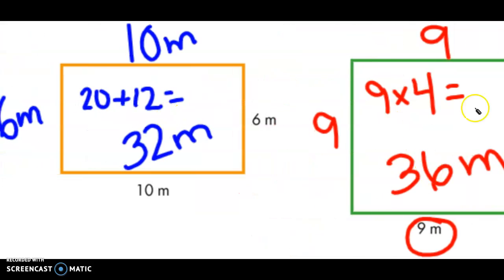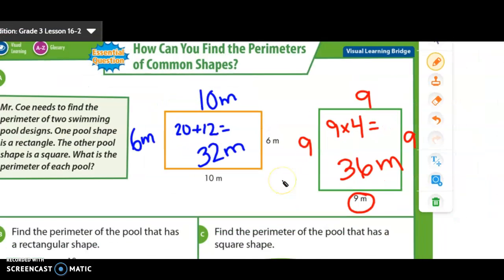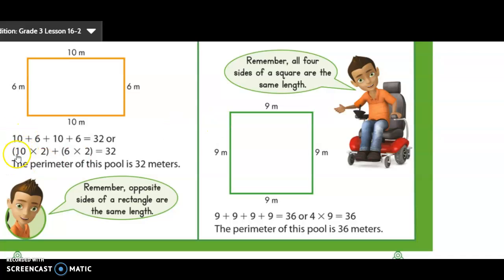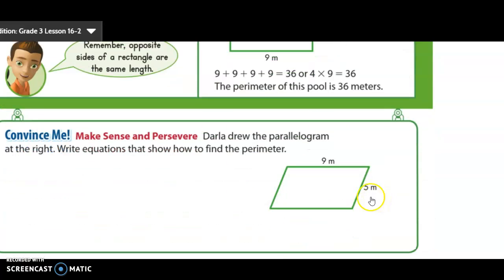Okay? So this one actually has a little bit larger of a perimeter around it. Okay? And this is them doing that same thing here. They're showing you, hey, you can do that 10 times 2 and 6 times 2, or you can just add them all up. And then down here, they're doing that same thing on that square we just did, adding up 4 9s or multiplying 4 times 9.